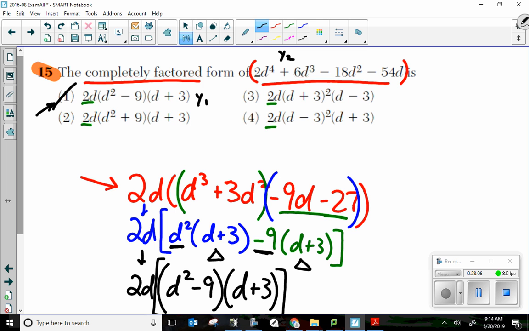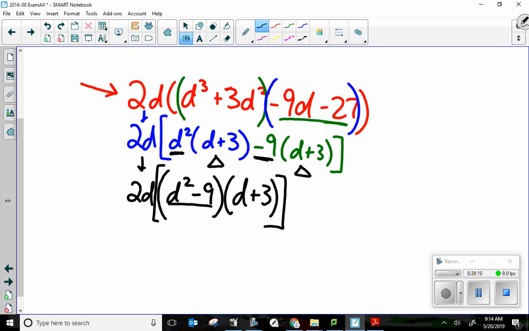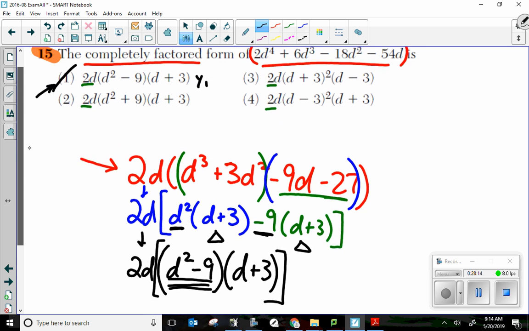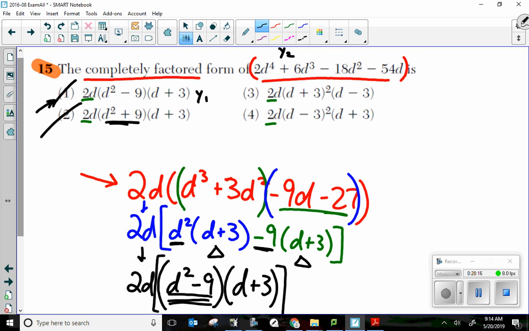Okay? It's not factored completely. How come? Because this can be factored again. That's a difference of perfect squares. So right now, I know it's not choice 1 because I can factor this again. Whenever something's completely factored, I can look and say, hey, I can factor that, I can immediately cross that off. It's either going to be 3 or 4 at this point. So let's continue this.